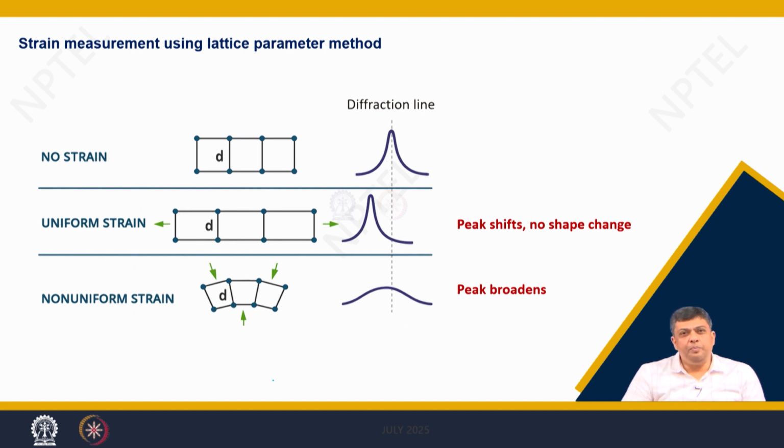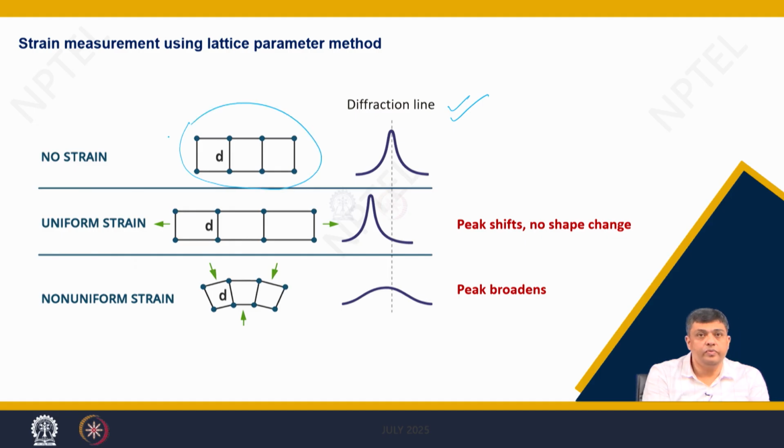If you look into a typical X-ray diffraction pattern, you will find that, let us say you have applied no strain, then the lattice is periodically arranged and a diffraction pattern appears at a given theta or 2 theta. When you apply a uniform strain, then the lattice elongates, the peak shifts, but there is no change in the shape of the peak.